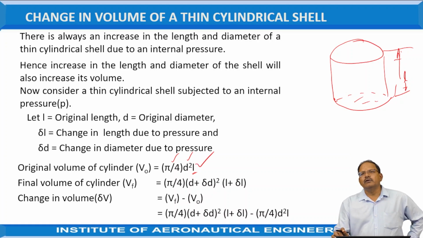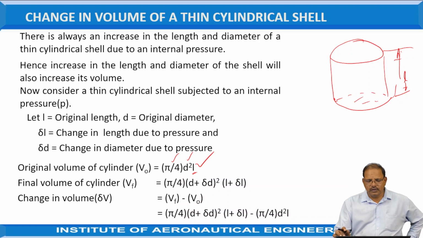This is called the original volume, when the cylinder is not subjected to any internal pressure. The final volume, according to our previous discussions, has both the diameter and the length increasing. We have taken delta L as the change in length and delta D as the change in diameter. So the final volume is equal to pi by 4 into D plus delta D whole square into L plus delta L.